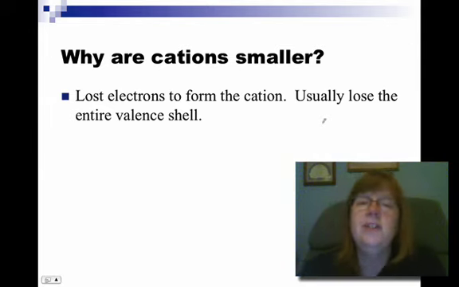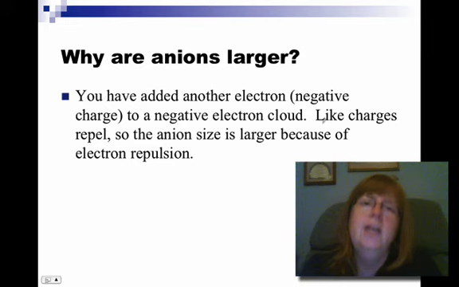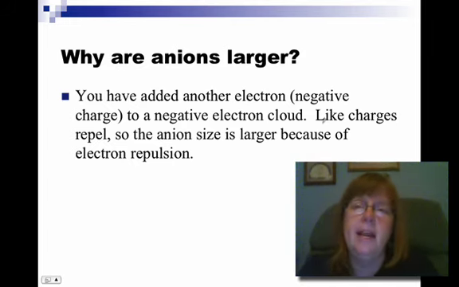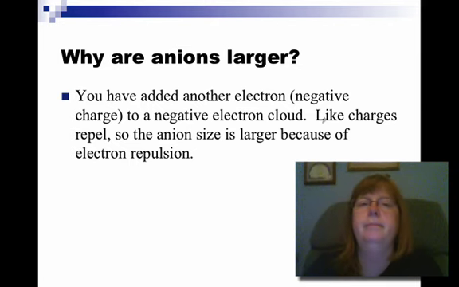Well, why is that? Remember, we're adding electrons to form an anion. We're putting electrons into a cloud of electrons that's negatively charged. We're adding a negative to a negative, and we know that like charges repel one another. And so those like charges are going to be pushing apart, and the anion is going to be larger because of what we call electron repulsion. So anions are larger than the atom that they came from, and cations are smaller.